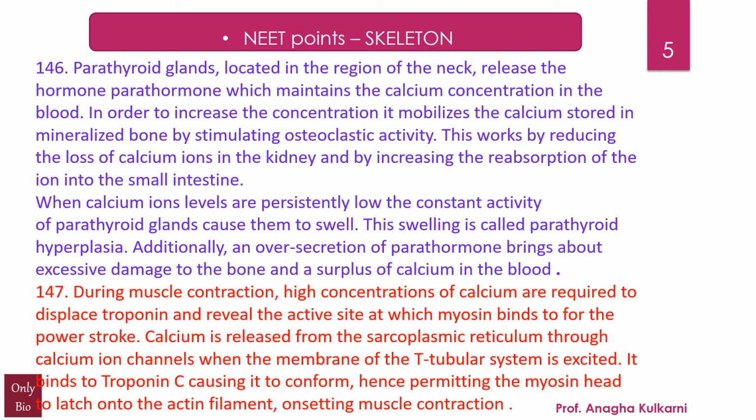Next, during muscle contraction, high concentrations of calcium are required to displace troponin and reveal the active site at which myosin binds to for the power stroke. Calcium is released from the sarcoplasmic reticulum through the calcium ion channels when the membrane of the T-tubular system is excited. It binds to troponin C, causing it to conform, hence permitting the myosin head to latch into the actin filament, onsetting the muscle contraction.